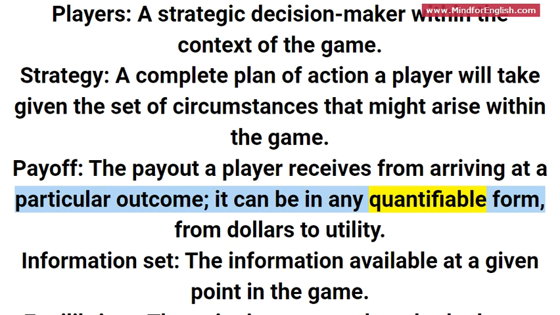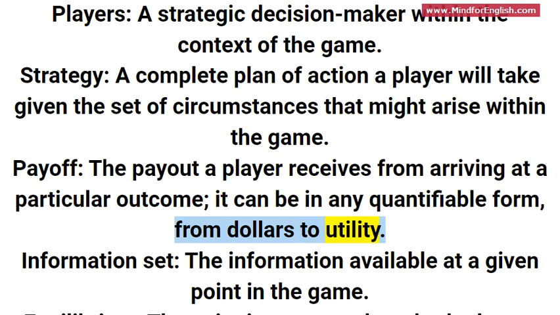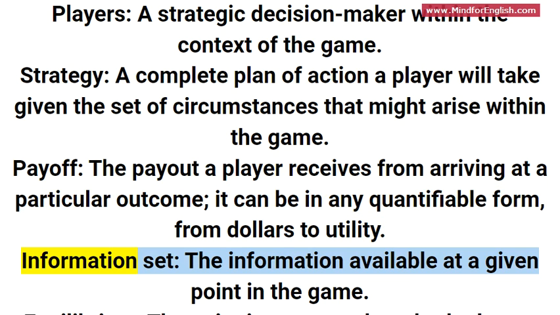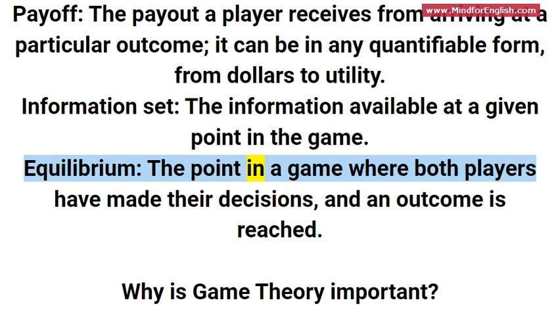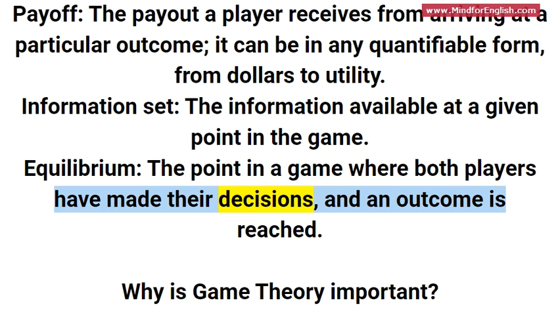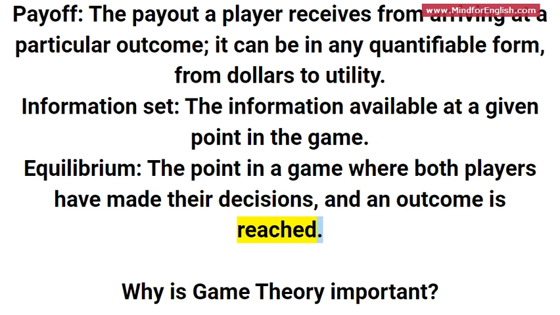It can be in any quantifiable form, from dollars to utility. Information set: the information available at a given point in the game. Equilibrium: the point in a game where both players have made their decisions, and an outcome is reached.